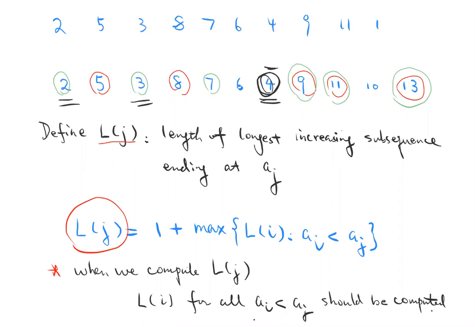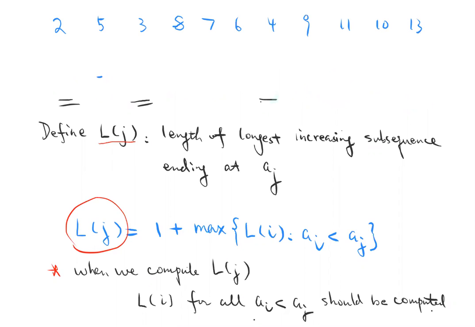I think it's easier to do it in this way. Okay, so this example, yeah, it's faster. Okay. All right. Now we look at the dependency of how we compute L of J.